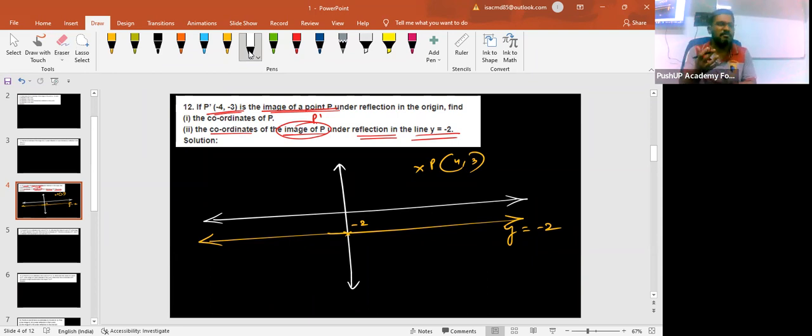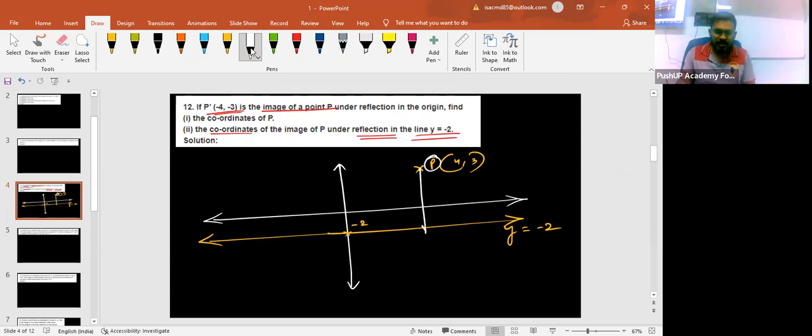Image of P means already P is over there. Where is it? In the first quadrant, isn't it? So from the first quadrant, you have to reflect the point P 4, 3 in the line y is equal to -2. What you said is correct. Good job. I was under the impression that you have to find the coordinates of the reflection of P dash. No, children, you are right. Coordinates of the image of P. So here you have P, you have to get it reflected in the line y is equal to -2.